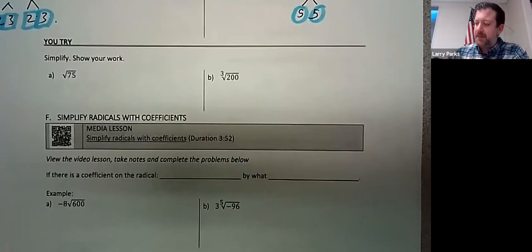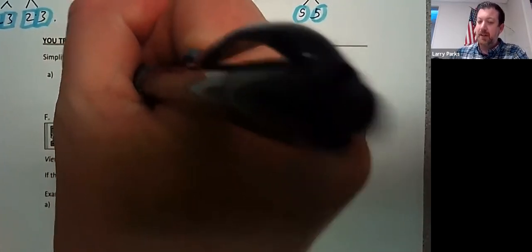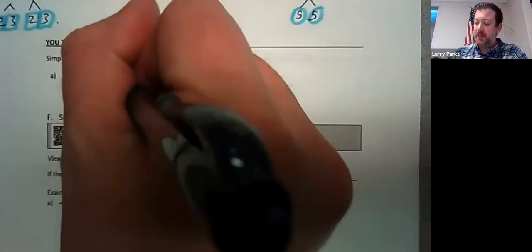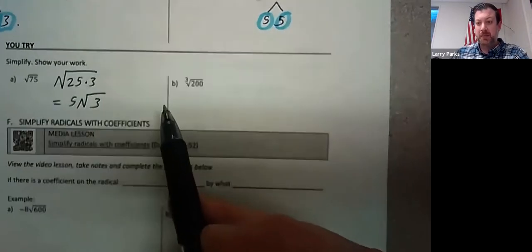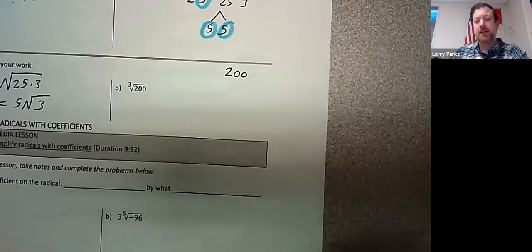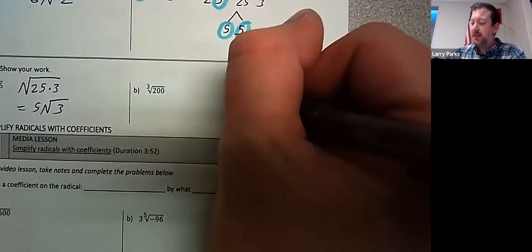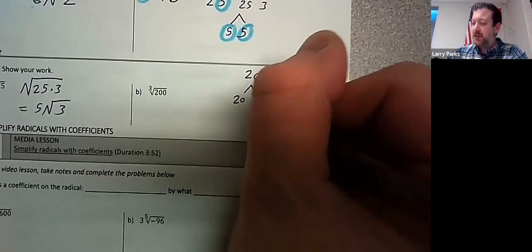Another one, 75. I would probably just recognize that this is 25 times 3. And the square root of 25 is 5. Here, I might break up 200. 200 is 20 times 10. 10 is 5 times 2.